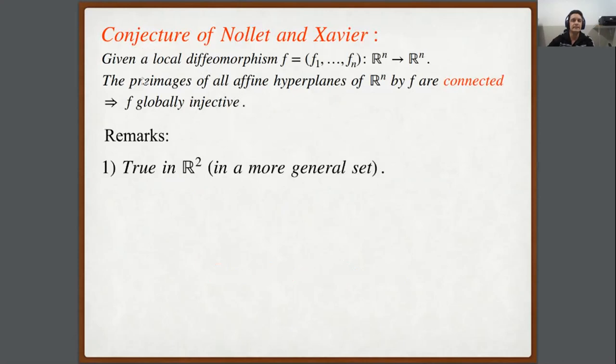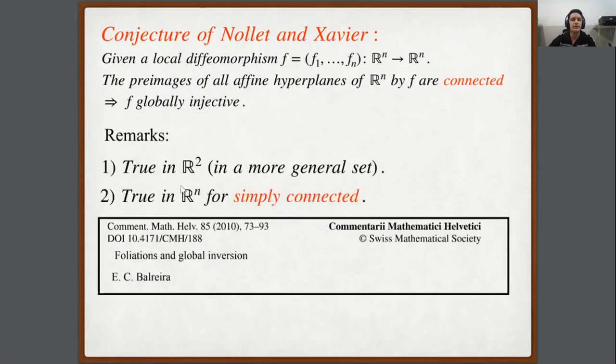Let me talk about some particular cases where the conjecture of Nollet and Xavier is true. Okay, we have seen in the beginning that in R2 it's good. In fact, in a more general setting, you just need vertical lines and horizontal lines with preimages connected. Okay, it's enough. And we have a result from Bartolo and Ferreira in 2010, in a paper, Foliations and Global Inversion, where they consider not only connectedness, but simple connectedness of the preimage of affine hyperplanes, okay?